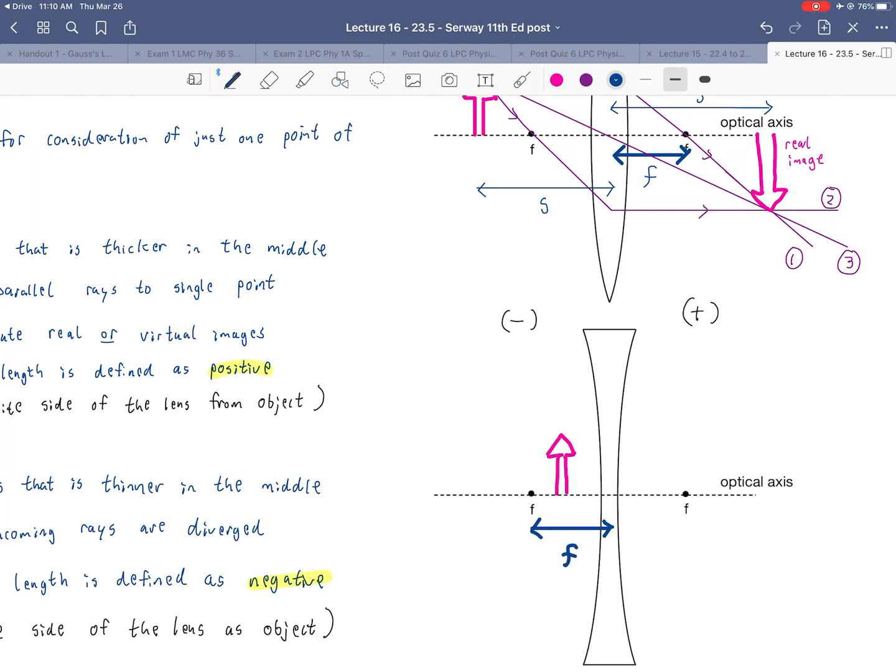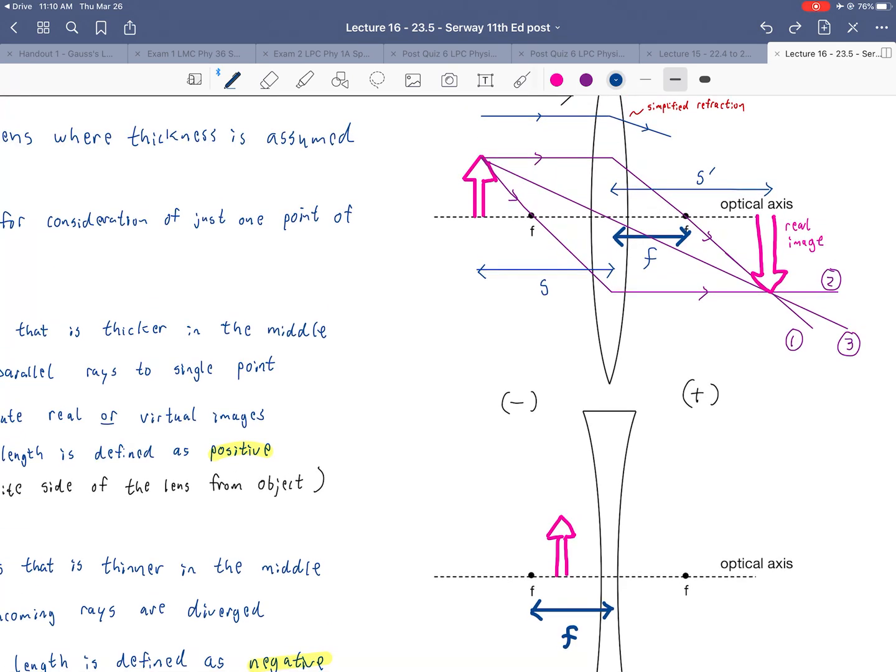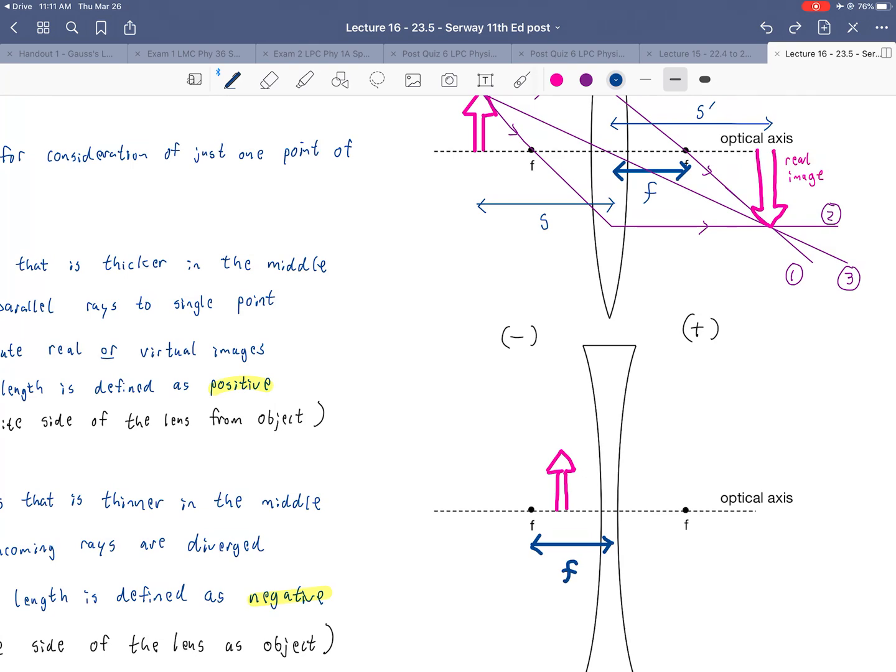Okay, so there's F. F is defined as negative, and it is on the negative side, so the rules are consistent for lenses. Because we're always going to put the object on the left, you can think of anything on the left as being negative and anything on the right being positive, which is nice because it's consistent with a coordinate axis.